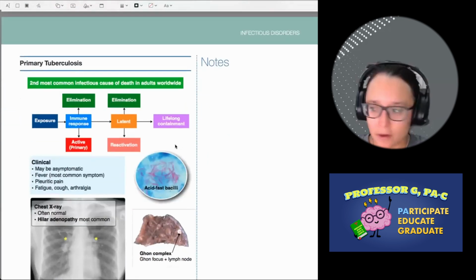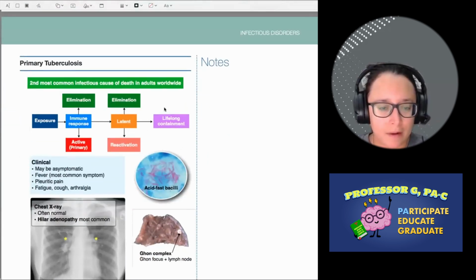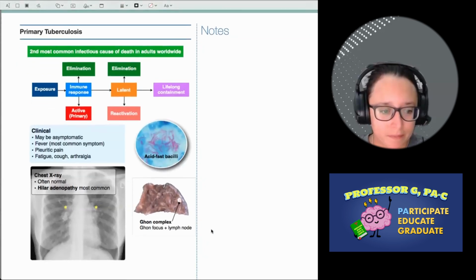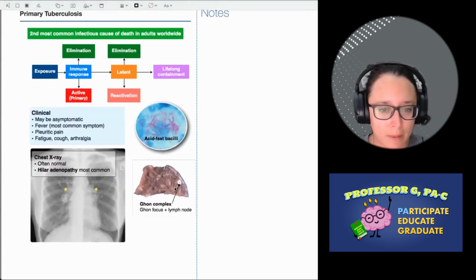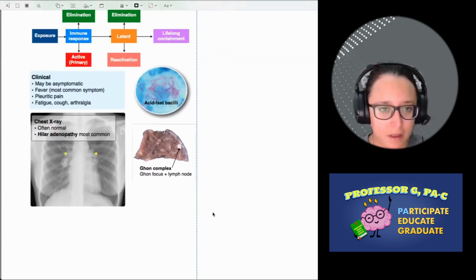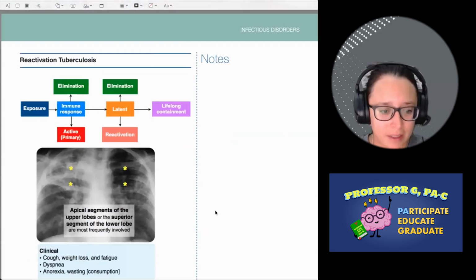Okay, here's another kind of at a glance look at how it comes up. This is more of the primary stuff, the Ghon complex, and then the lymphadenopathy. And reactivation, you're going to see more apical cavitary stuff.